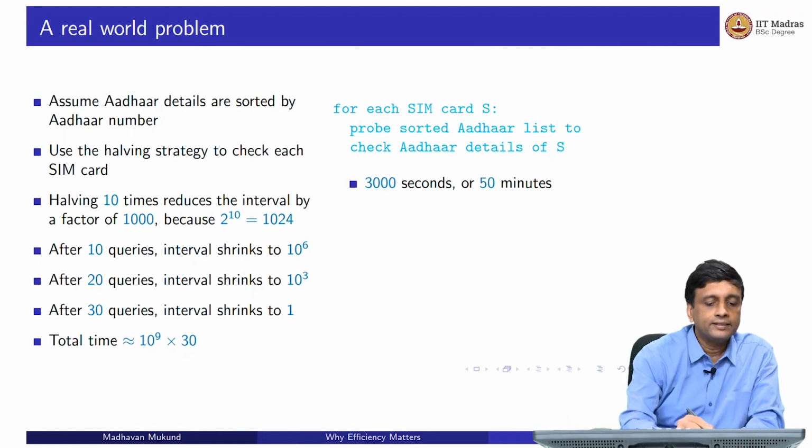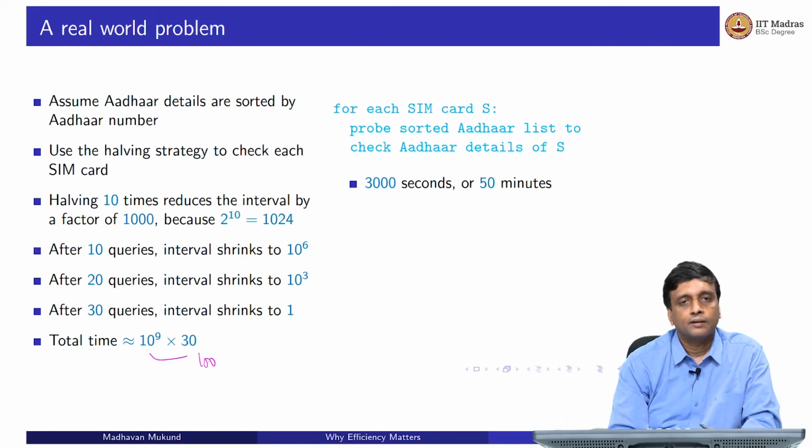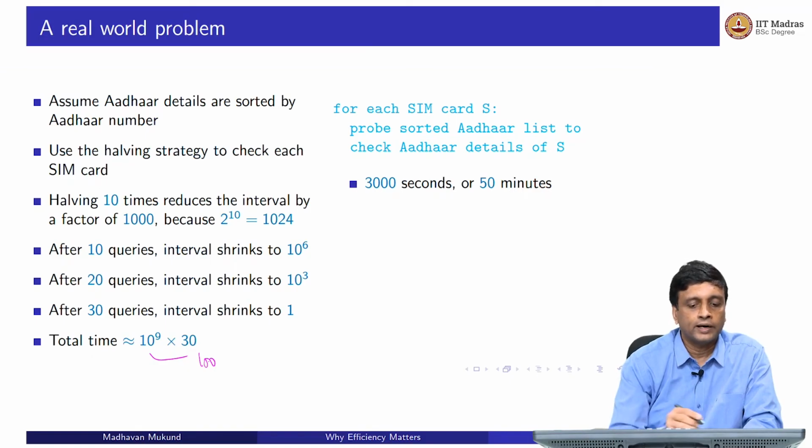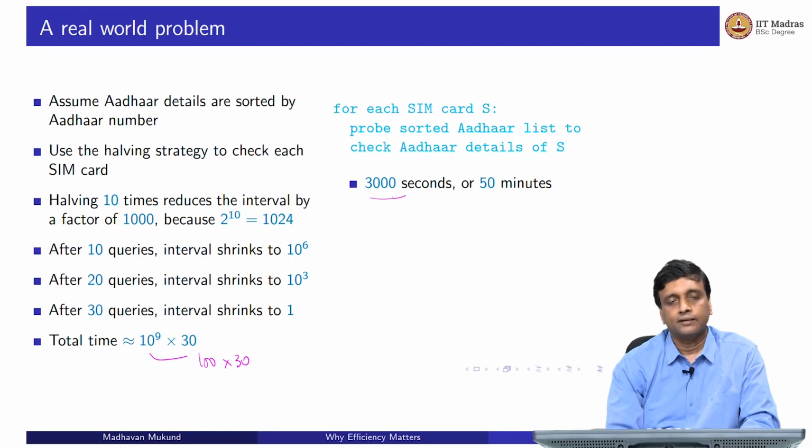So remember that this is going to take 100 seconds, because 10 to the 7 is what I can do. So 100 times 30 is the number I am looking at. So I have 3000 seconds, right. If I divide 3000 by 60, then I get 50. So therefore this process is going to take me something of the order of 50 minutes.